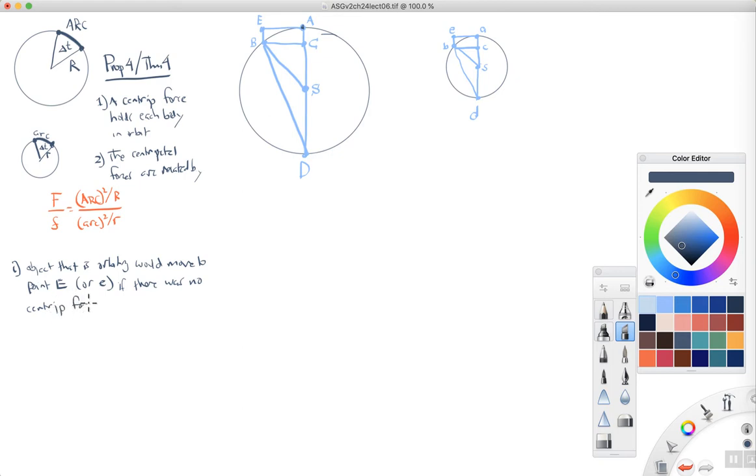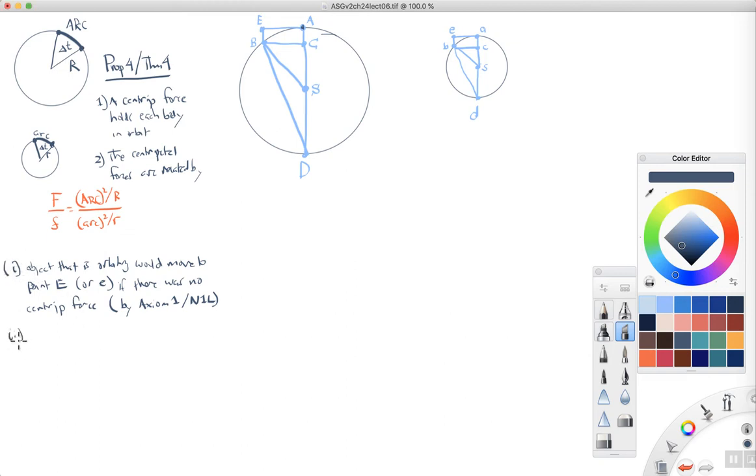If there's no centripetal force. And if we want to be really careful about this, let's give our justification for why we think this. This would be by Newton's first law, or his axiom 1. An object in motion tends to stay in motion in a straight line unless a force acts on it. Okay? That's the first thing I'd like to mention.